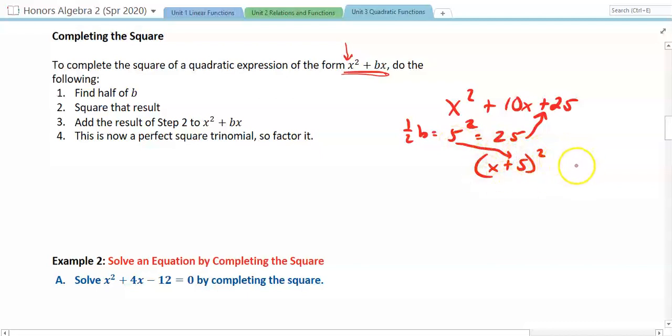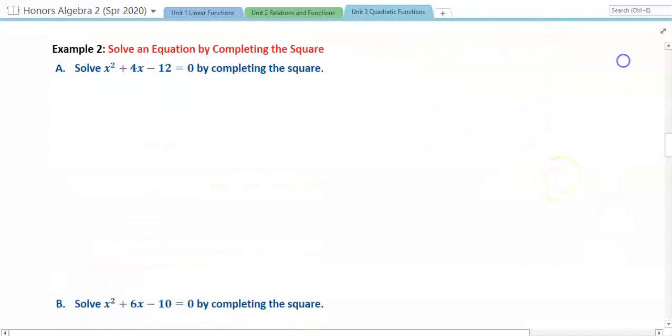Now, if this was set equal to something like we're going to see in the problems below, we could then set this problem up to solve out, okay? So let's look at example 2. Solving equations by completing the square. x squared plus 4x minus 12 is equal to 0.